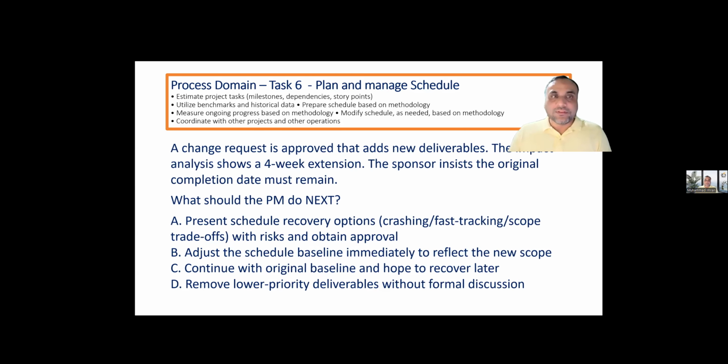A change request is approved that adds a new deliverable. The impact analysis shows a week extension. The sponsor insists the original completion date must remain. What should the PM do next? Present schedule recovery options with risk and obtain approval. Adjust the baseline immediately. Continue with original baseline. Remove lower priority deliverables. What will you do?